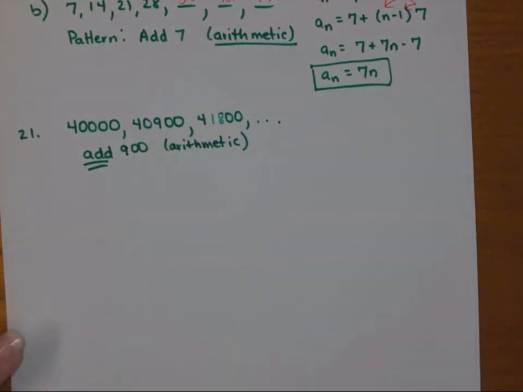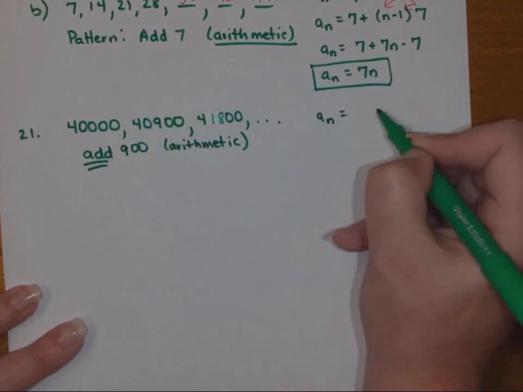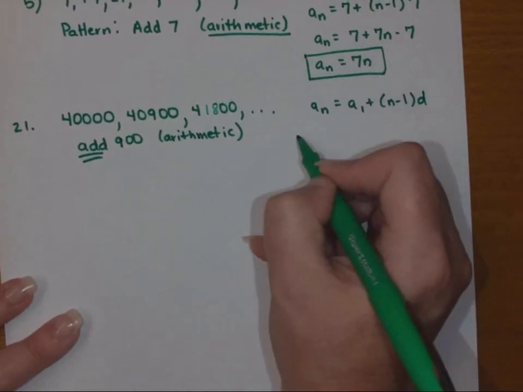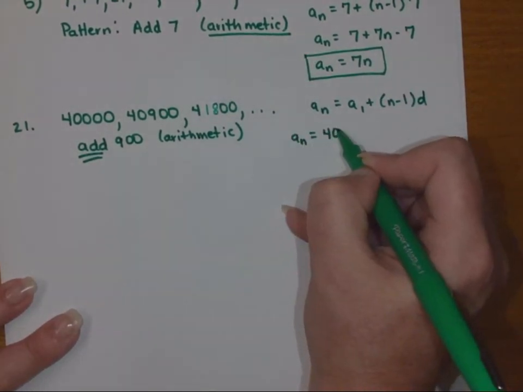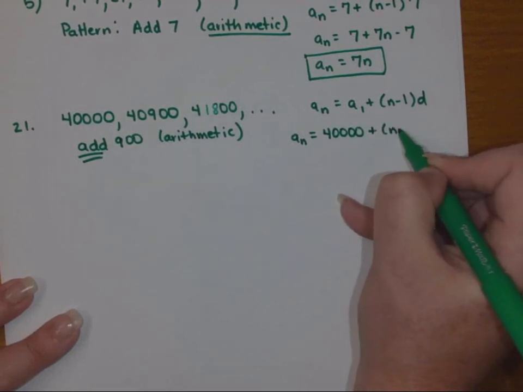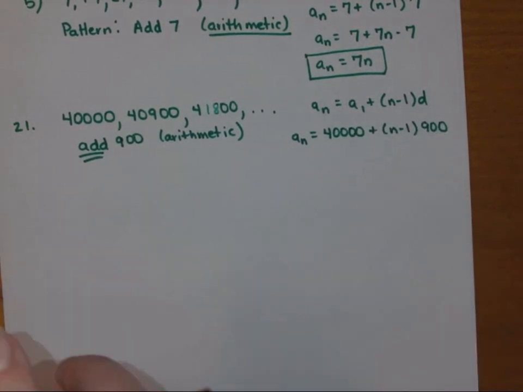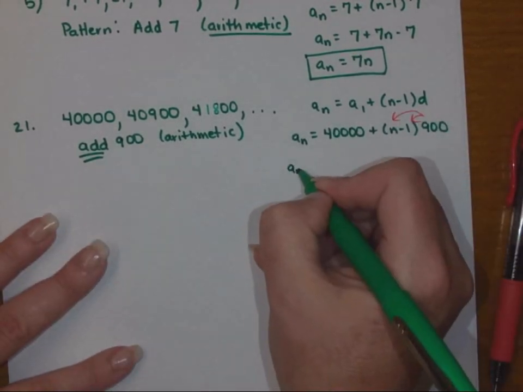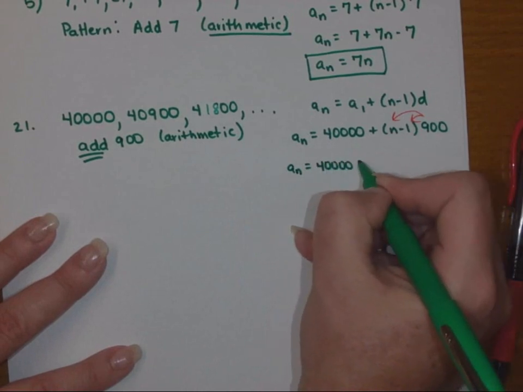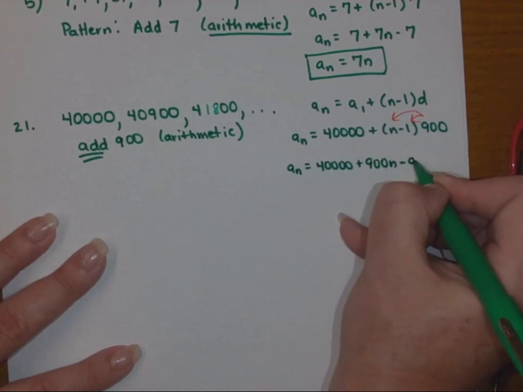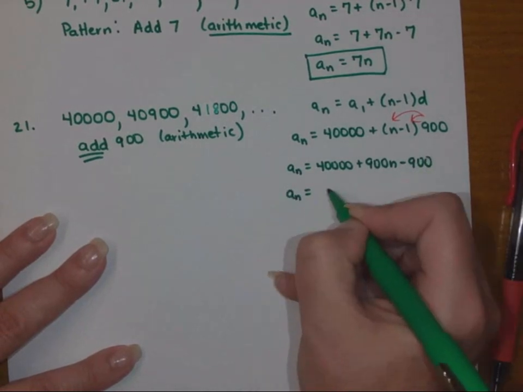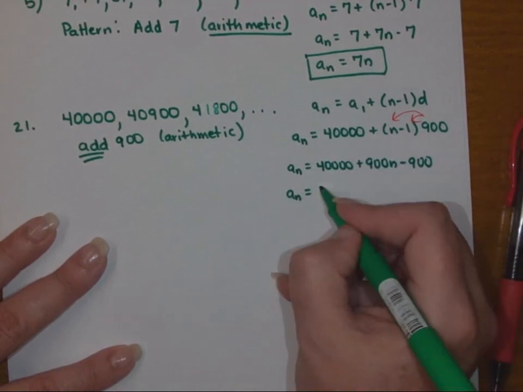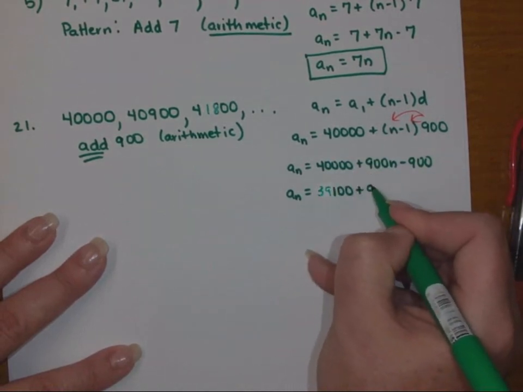So the first thing you are supposed to do is come up with a formula. Well, we just practiced that in number 20. The formula for arithmetic sequences looks like this. And so I just need to fill it in, right? My first year salary, which is a sub 1, is 40,000 plus n minus 1 times a 900 value for the d. And then you'll just use distributive property and clean it up. So it'll be a sub n equals 40,000 plus 900n minus 900. So we get a sub n equals 40,000 take away 900 is 39,100, and then plus 900n.